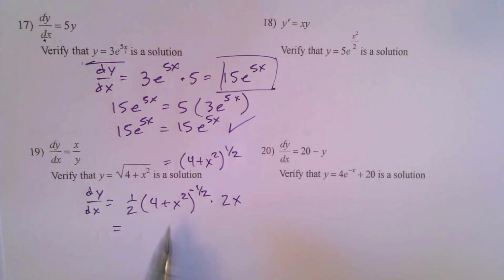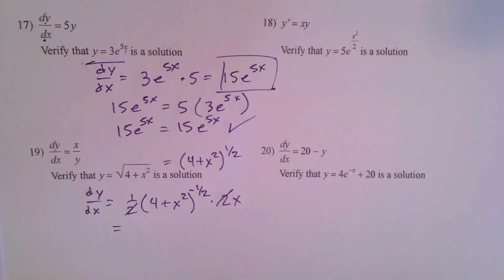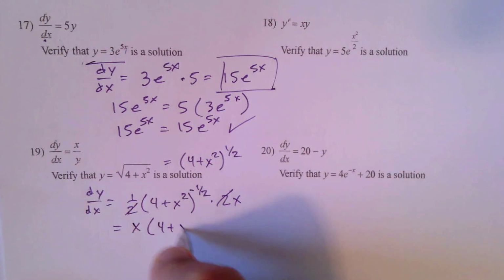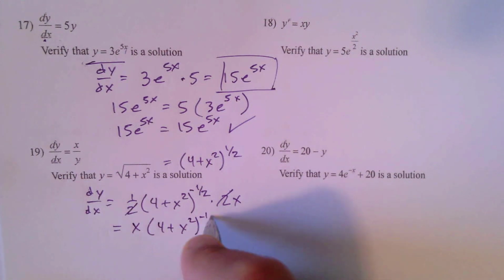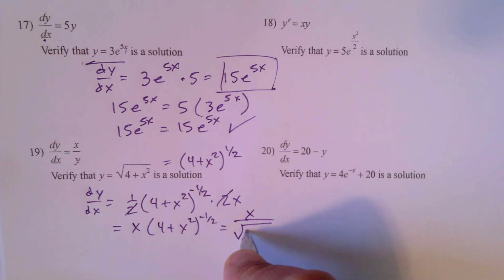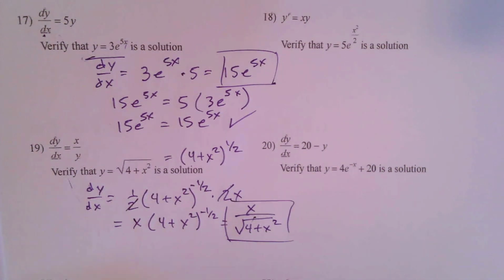And we want to simplify this, so the 2 and the half here would cancel out. So we're going to have x times 4 plus x squared to the negative 1/2, which is the same as x over the square root of 4 plus x squared. So this is what we're going to put in for the left side here.